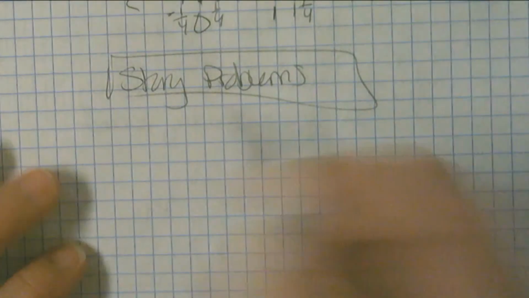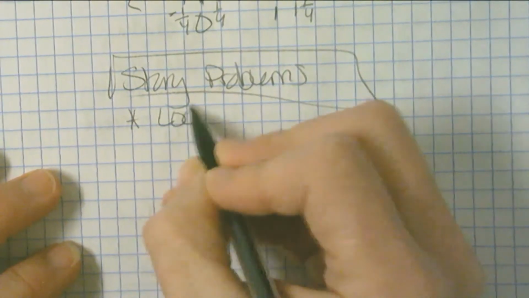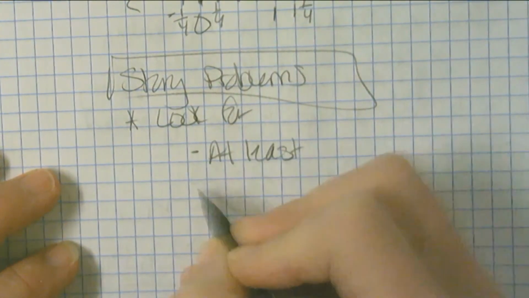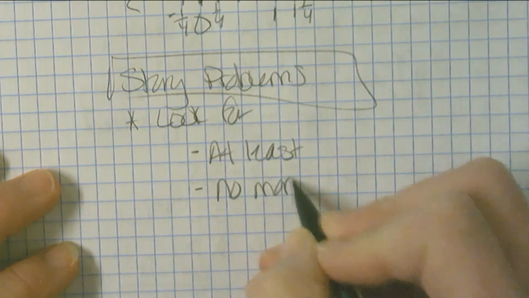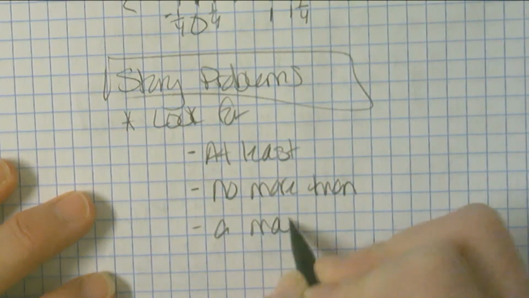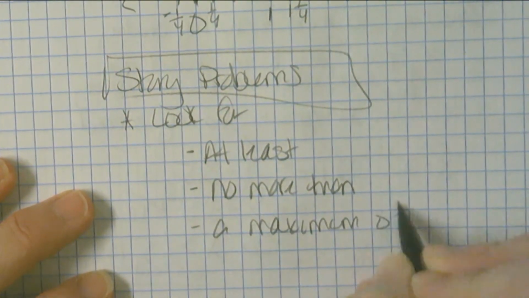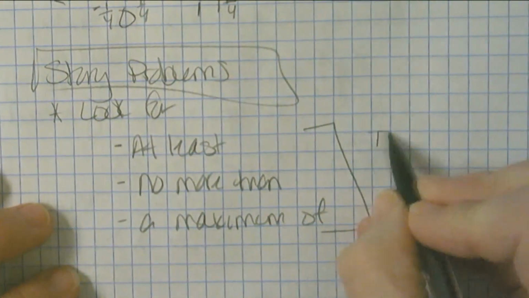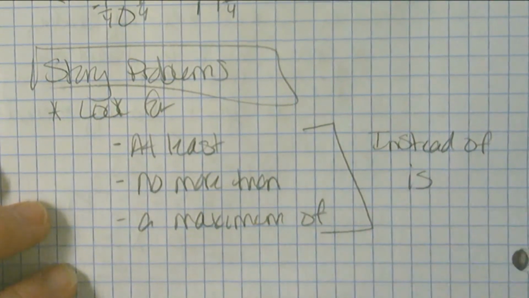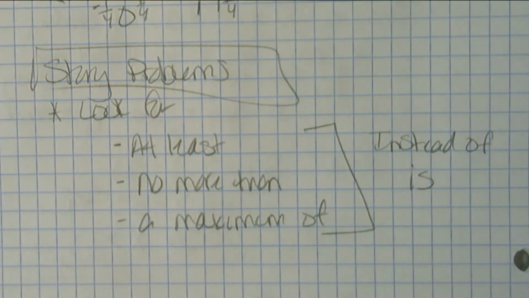All right. So we're looking for at least, no more than, a maximum of, and these take the place of is. I'm going to say instead of is. The answer is. The total number of people is versus the total number of people are at least. All right.